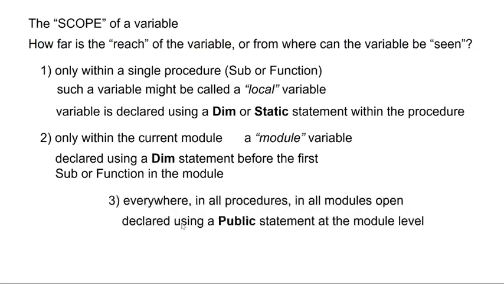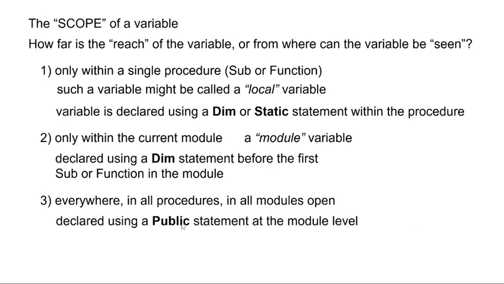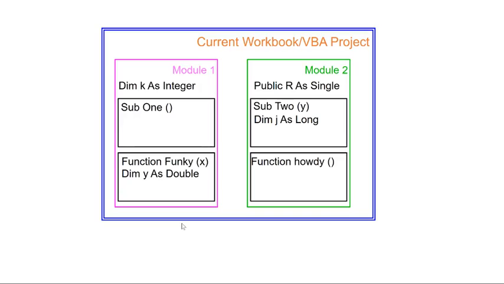I've got an example on that. You can also use the Public statement to Dim it in all procedures in all modules open in the current workbook. As an example, we might have a workbook, this blue square rectangle. We might have two modules. If you Dim K outside of the procedures in the module, then K is going to be available to both sub1 and this funky function. Y here is only going to be available to the funky function.